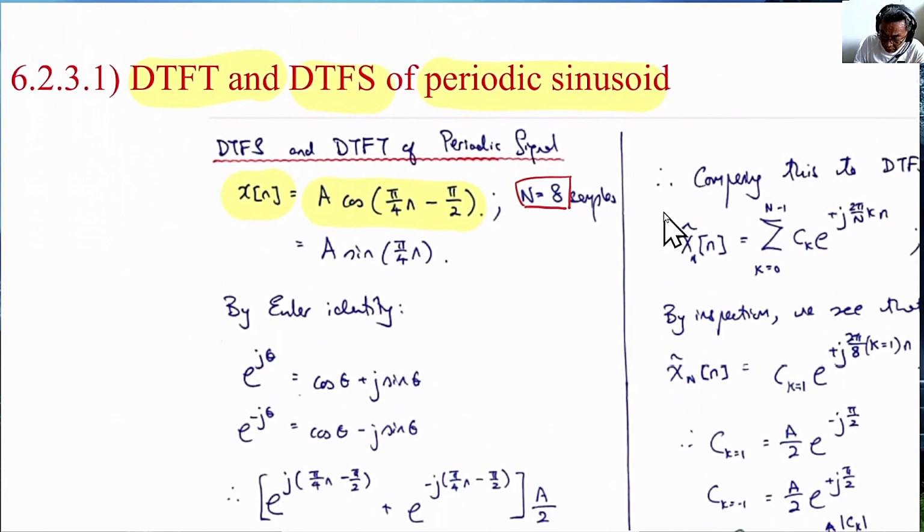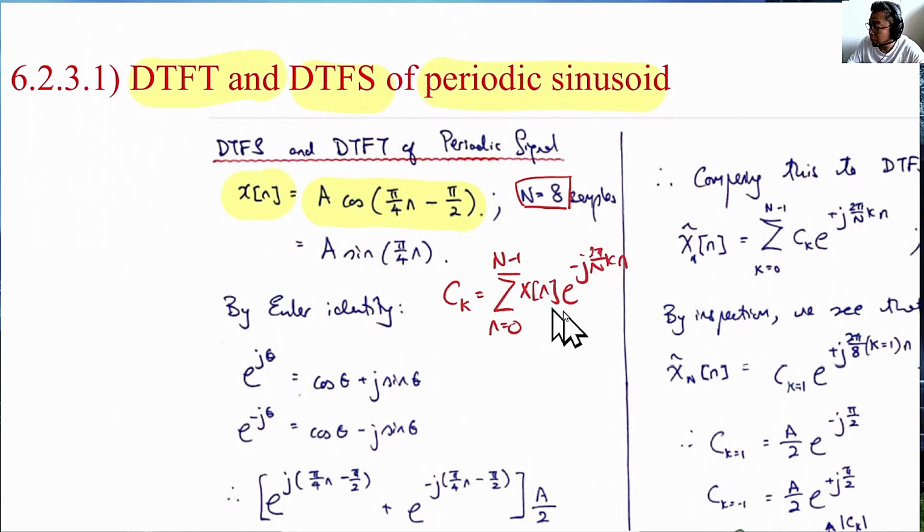Now typically if you want to calculate c_k, you have to do it in this way. You would find the sinusoid x[n] for n equals 0 to 7, plug it into this equation over here, and changing different k's and different n, you will compute c_k for k equals 0 to 7 in this example. But there's another trick.